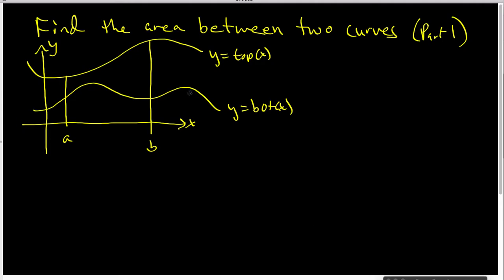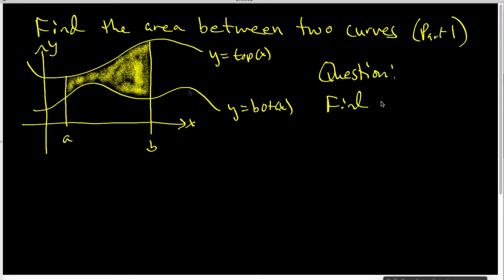And now I'm going to state the question. I want to find this area that I'm shading in that is between the two curves and over the interval from A to B. So our question is going to be, find the yellow area. And that is completely unreadable, so let me rewrite that. So our question is find the yellow area.